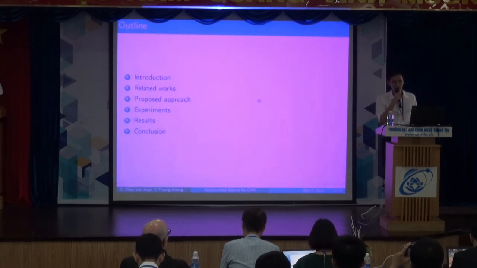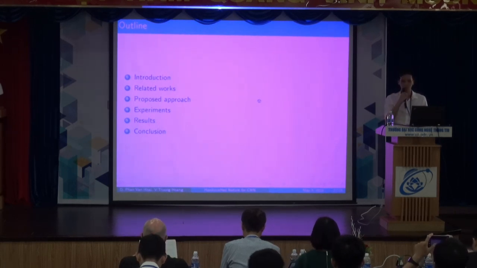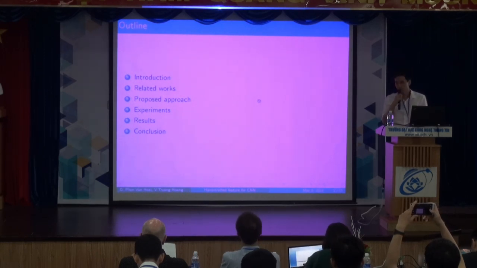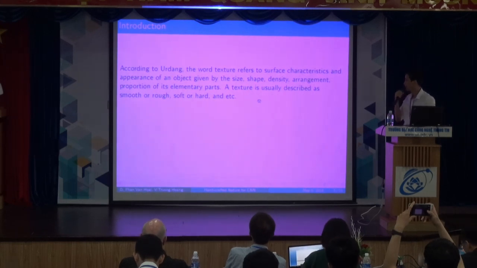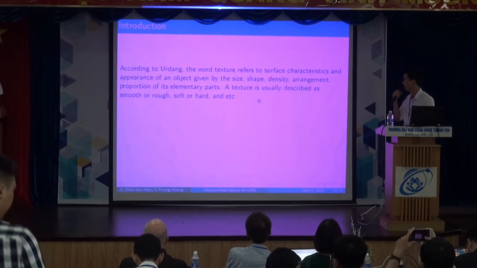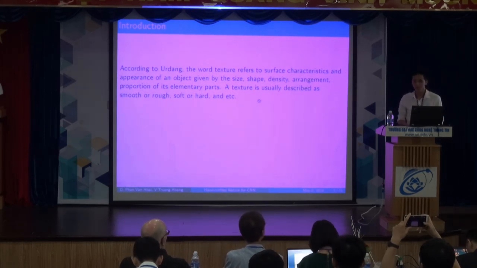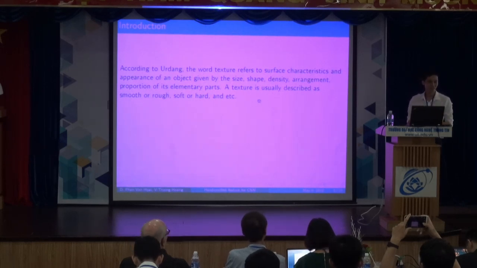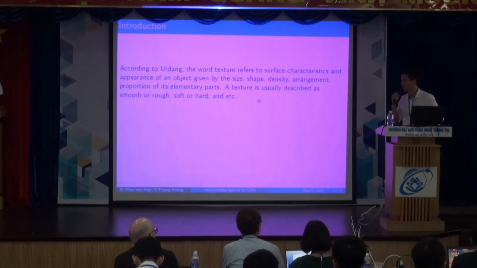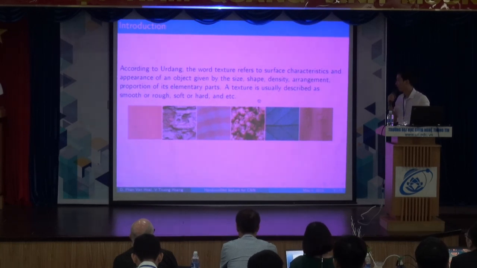We will start with an introduction. Next, the related works are briefly reviewed, and then the proposed approach and experiment setup are presented, and lastly, the results and conclusion. So first, let me introduce texture. According to Erdan, the word texture refers to the surface characteristic and appearance of an object given by the size, the shape, density, arrangement, and proportion of its elementary parts. A texture is usually described as smooth or rough, soft or hard, and so on.